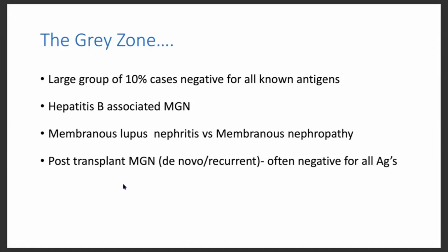And a very, very important question is the post-transplant MGN, about the pathogenesis of which we are completely clueless at this point of time. These cases are negative for all known target antigens and probably have an alloimmune kind of morphology. And the target antigen is yet elusive in these cases.